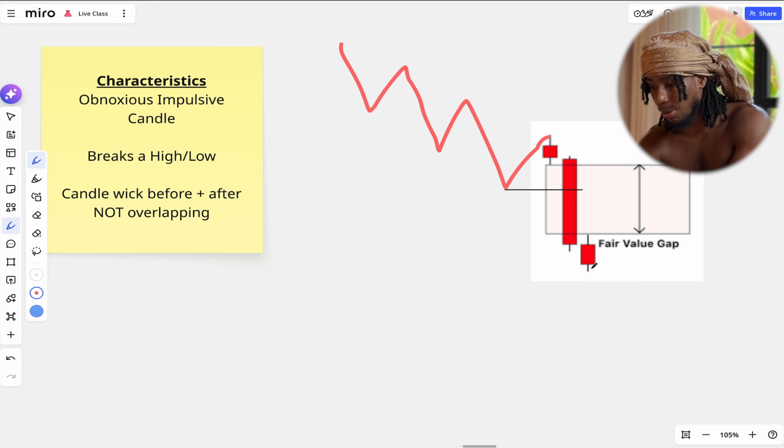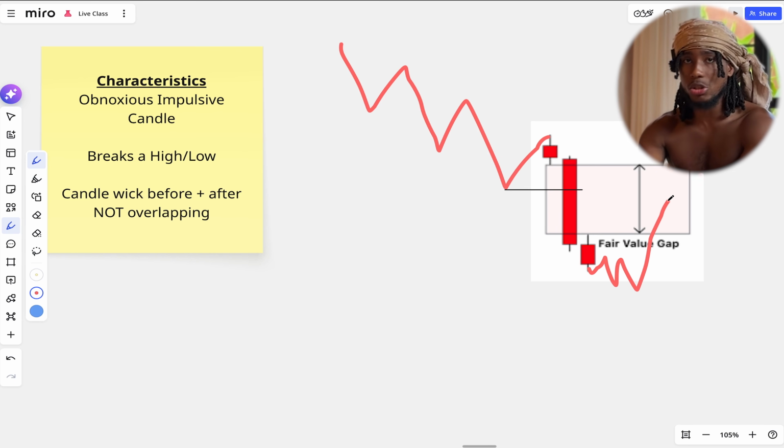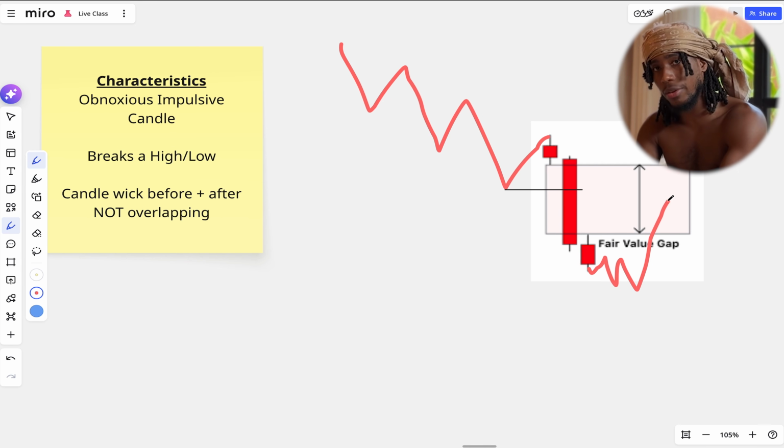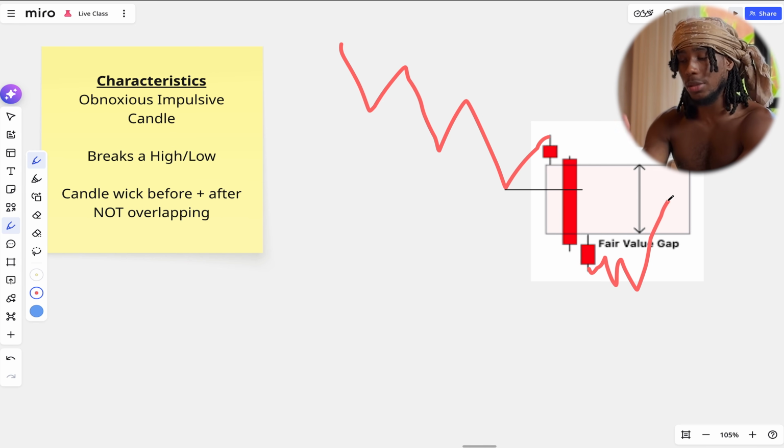So now all you gotta do is just wait for price to play around. It's gonna do its thing. It's eventually going to get back in this box. You can treat it just like support and resistance. It gets broken and then eventually it gets retested. That's exactly what a fair value gap is. It's an area where you wanna see price retest.